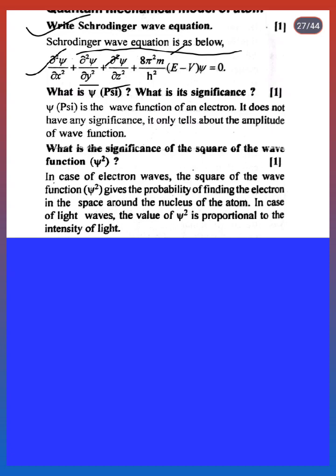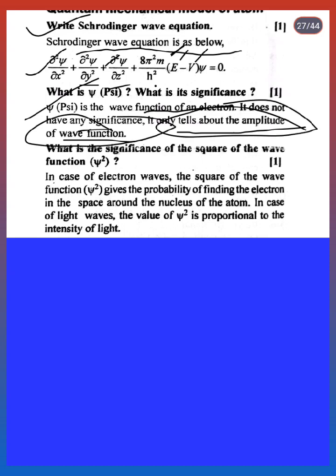Here del square over del x square is according to the x-axis dimension, similarly for the others. Psi is the wave function, 8 pi square is a constant, m is the mass of the particle or electron, h is the Planck constant, E is the total energy, V is the potential energy, and psi is the wave function. Now what is psi? Psi is a wave function of the electron. It doesn't have any significance by itself, it only tells about the amplitude of the wave function.